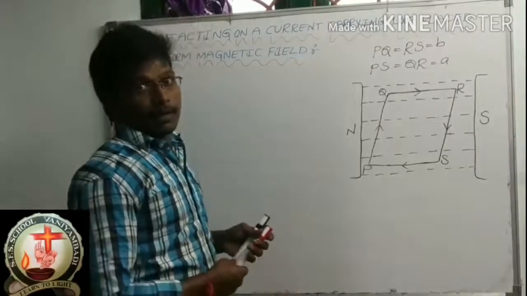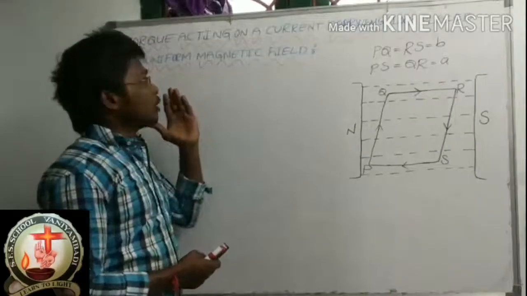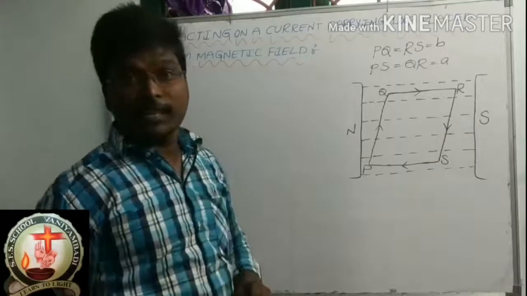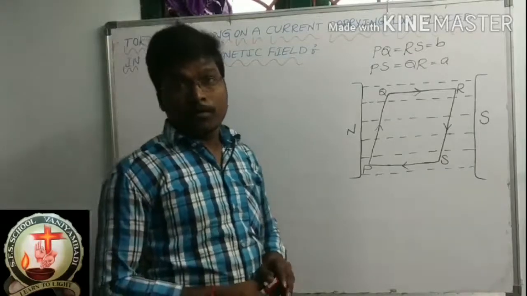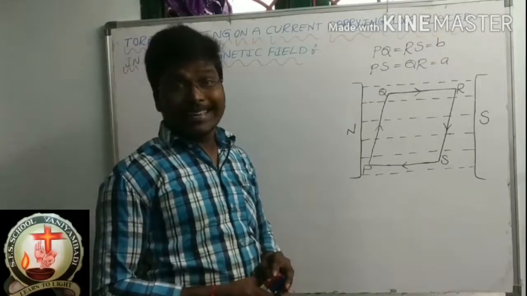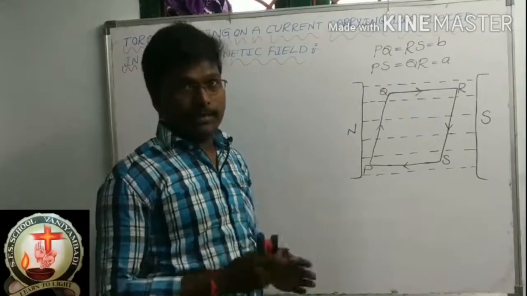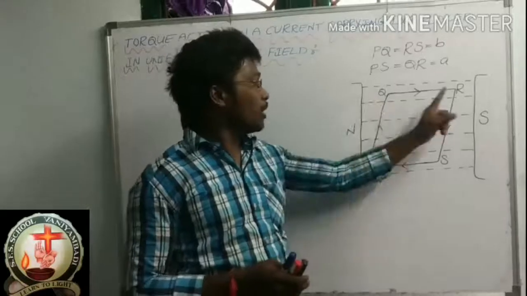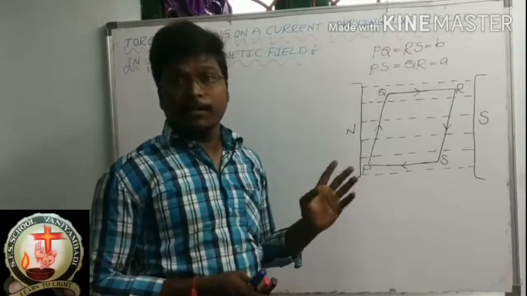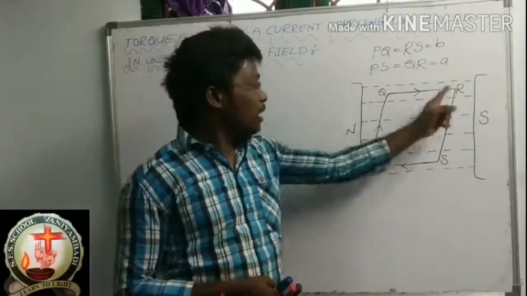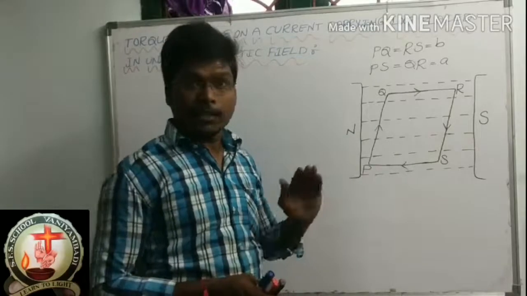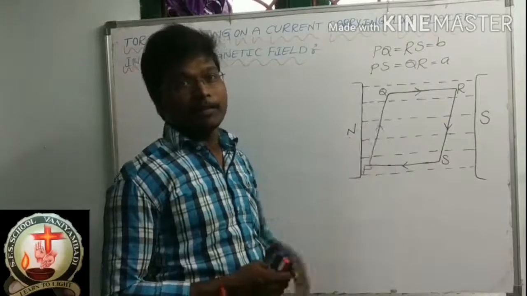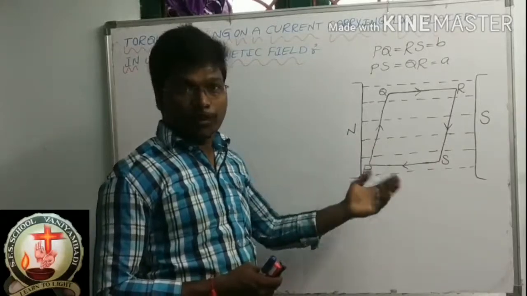I will start the class directly. Torque acting on a current carrying loop placed in a uniform magnetic field. First of all, let us consider a current carrying loop. This is the loop PQRS. Let us consider a current carrying loop PQRS, and this loop will be placed in the uniform magnetic field.